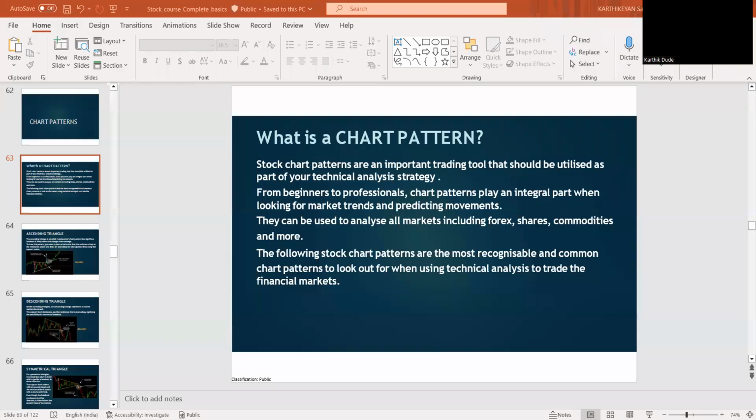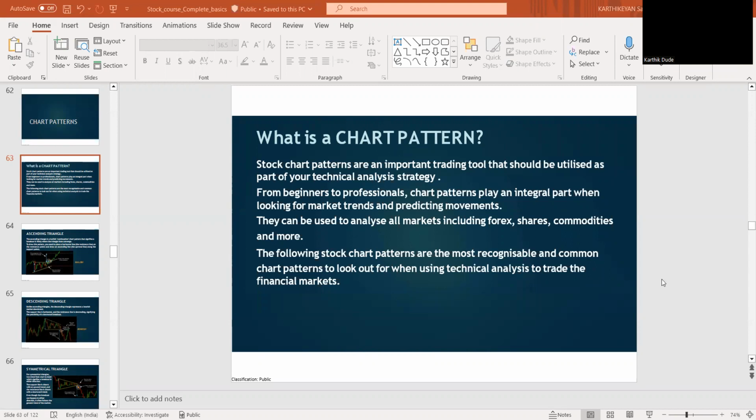Let me share my screen with the PPT. So basically, a lot of traders trade using this chart pattern. This is the most powerful pattern used across the market. And if you've heard, a lot of people get immense profit using these chart patterns only.